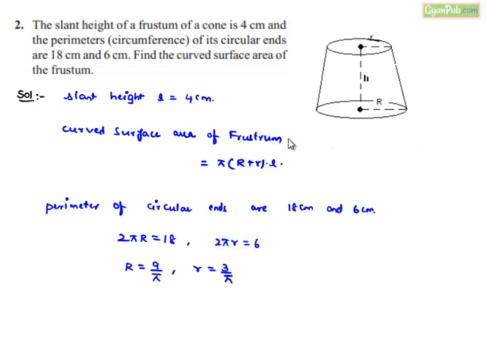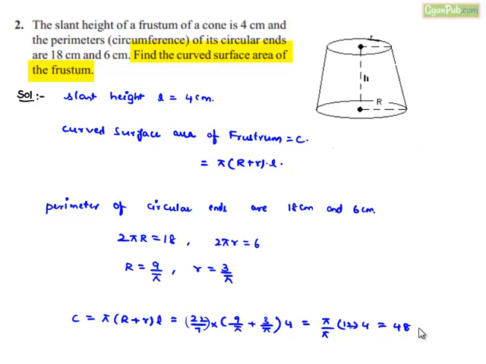Now the curved surface area of the frustum, let this be C, that is C will be equal to pi into capital R plus small r into L, which is equal to pi into 9 by pi plus 3 by pi into L, which is 4. If we take pi as the LCM in this, we get pi, and 9 plus 3 is 12 into 4. Pi and pi will be cancelled, and 12 times 4 is 48. Therefore, the curved surface area is 48 centimeters square.